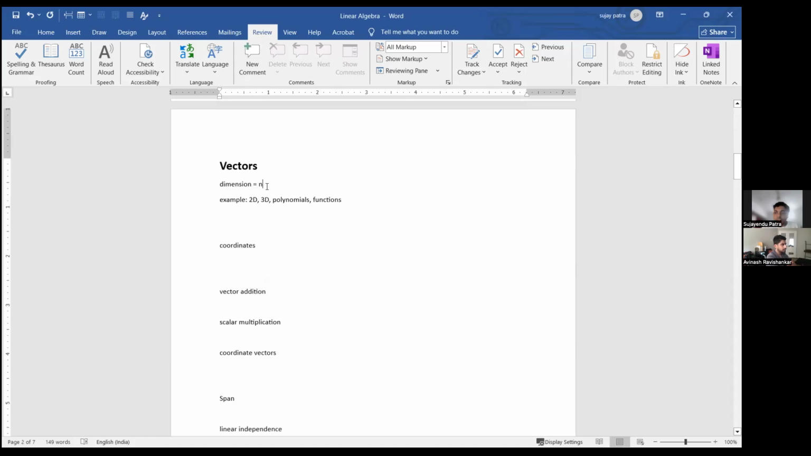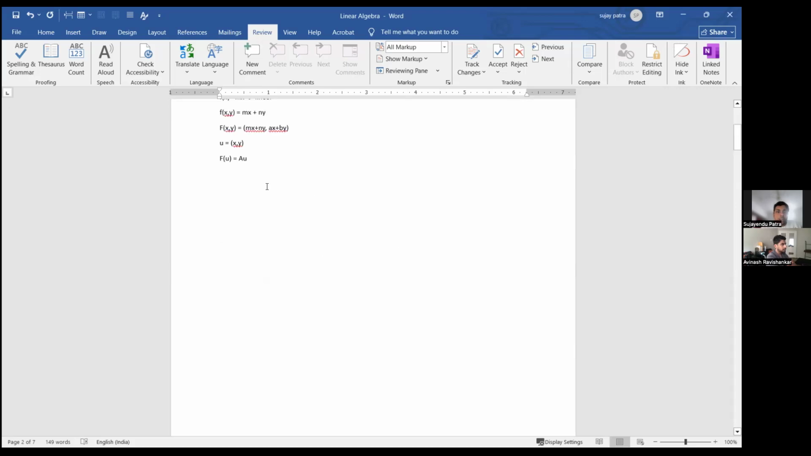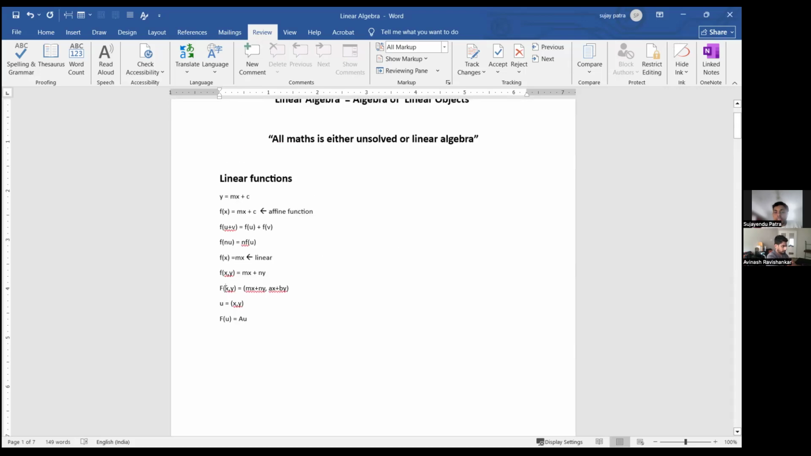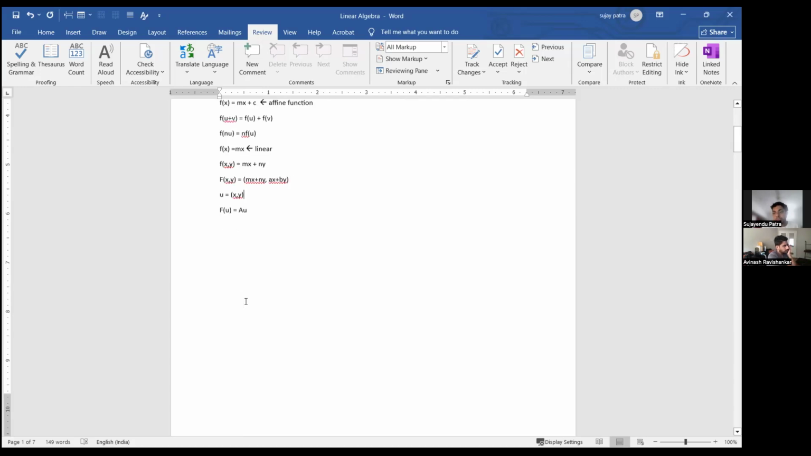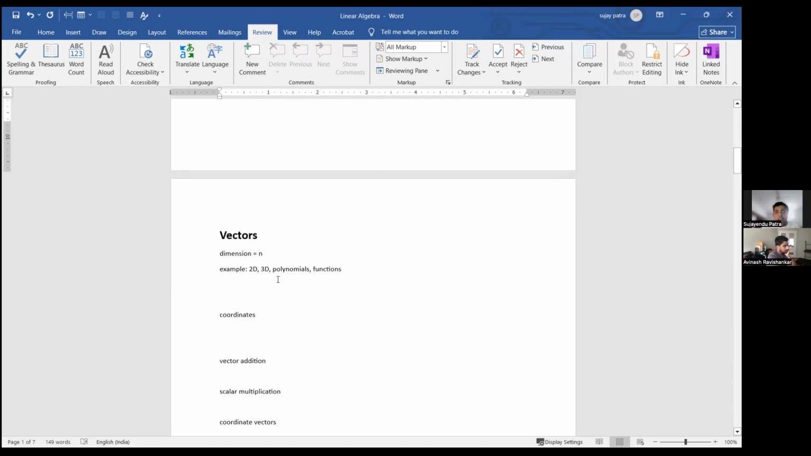Like we discussed, our function had two inputs, so we will say it's a vector of two dimensions, x, y. I'm not telling you what the word dimension means for now. We'll define dimension later on. It just means it has two coordinates. Similarly, you can have three-dimensional vectors and so on. And we can also have polynomials as vectors.